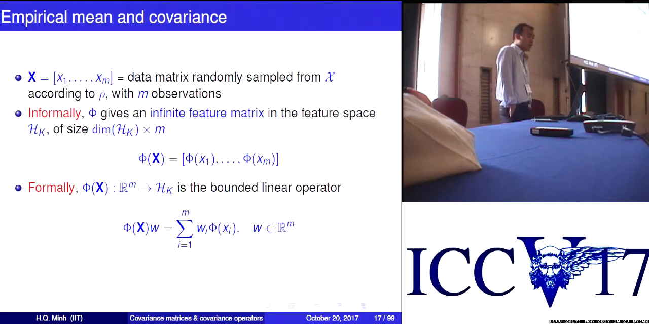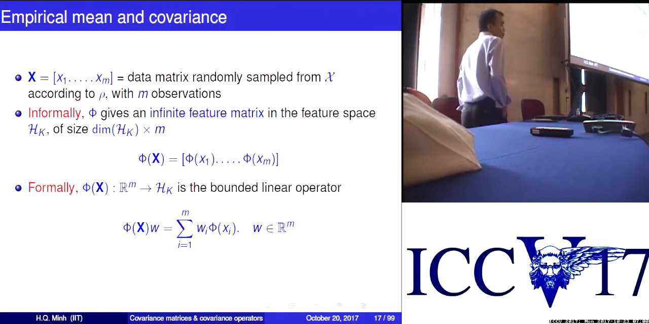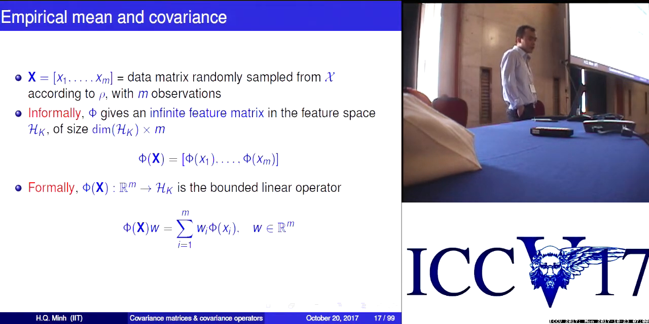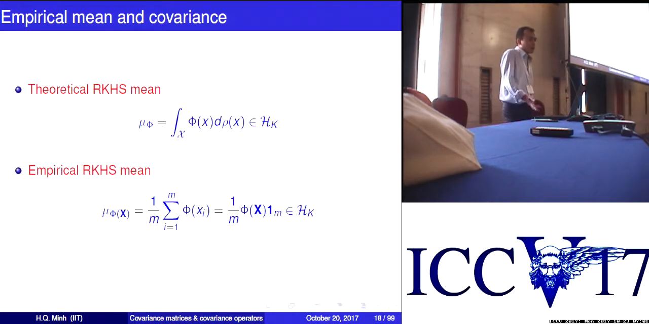If you want the formal definition, it's a linear operator in the sense that it maps each point in R^m to a function in H_K, given by this formula: phi(x) w equals the summation of w_i phi(xi). But I prefer to think of it as a feature matrix phi(x) with the m columns phi(x1) up to phi(xm). With this feature matrix, the theoretical mean mu is the expectation of phi(x), and the empirical mean is 1 over m times the sum of phi(xi), which can be written as phi(x) times 1_m, the same as before, just replacing x by phi(x).